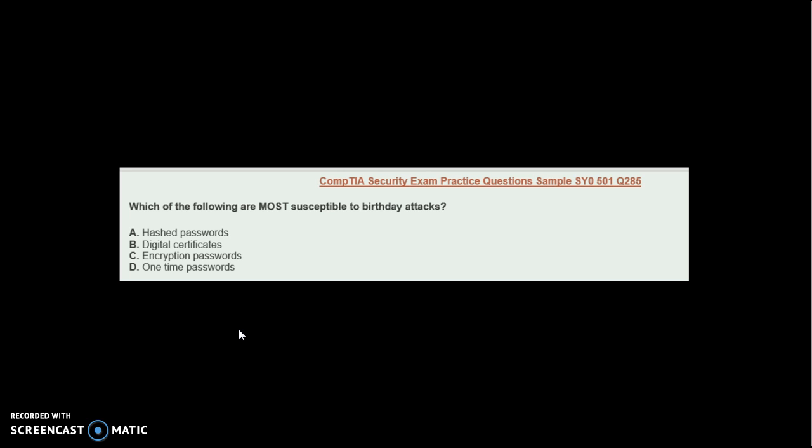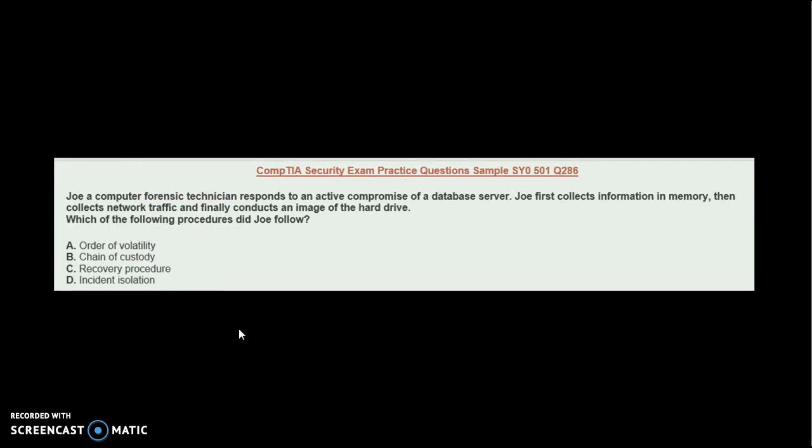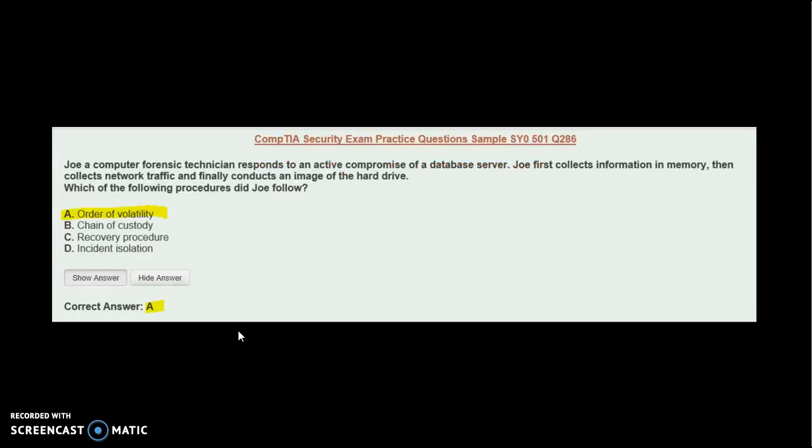Which of the following are most susceptible to birthday attacks? That is hashed passwords. Joe, a computer forensic technician, responds to an active compromise of a database server. Joe first collects information in memory, then collects network traffic, and finally conducts an image of the hard drive. Which of the following procedures did Joe follow? That is A, order of volatility.